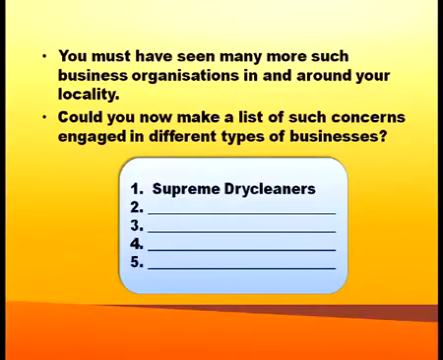So, managed by one person, owned by one person, profit fully shared by him. That is sole proprietorship. You must have seen many more such business organizations in and around your locality. So, please make a list of such concerns engaged in different types of businesses. Here I have given you an example of Supreme Dry Cleaners near my house, where it is owned by one person. So you can also find out such organizations so that you can study more about these type of organization.